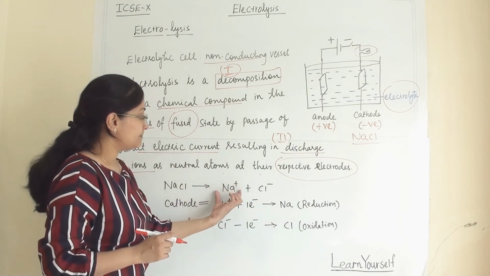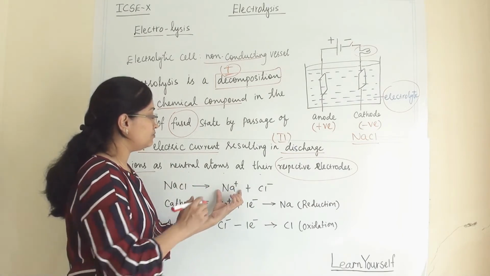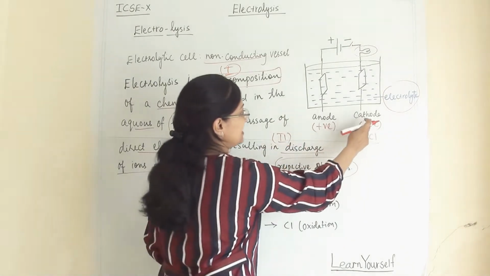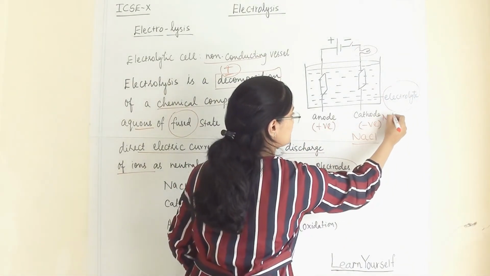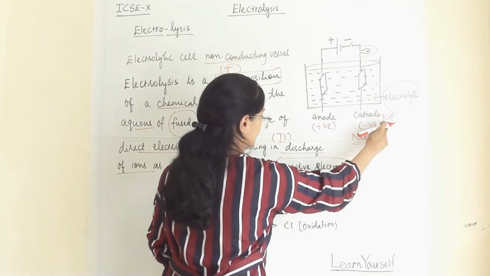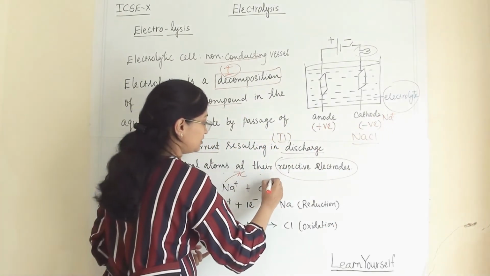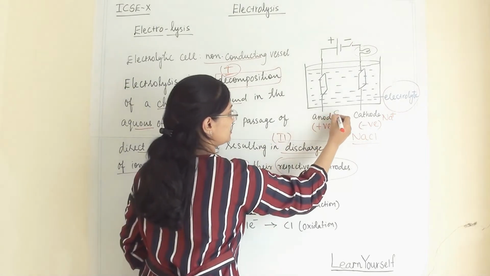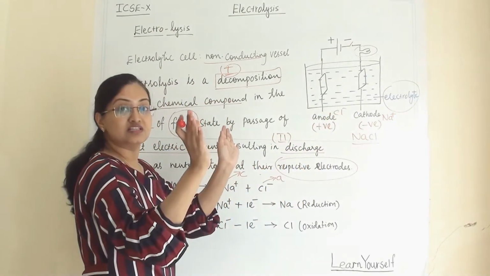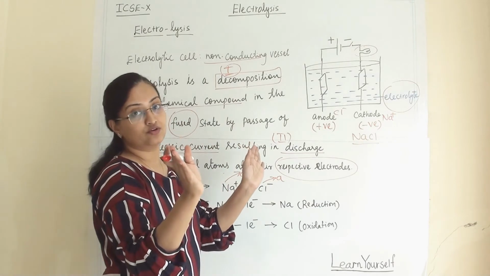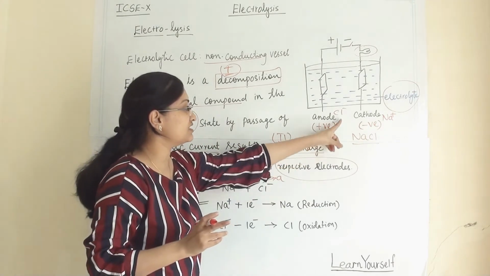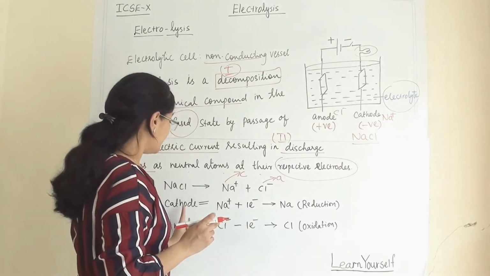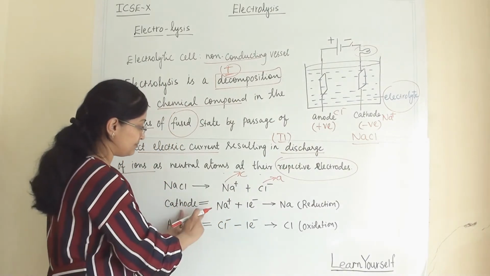After that, the positive ion will move towards the negative electrode, that is the cathode. So Na plus will move towards the cathode and Cl minus will move towards the anode, that is the positive electrode. They will move towards their respective, that is the opposite, electrodes. Now at the cathode, what will happen?